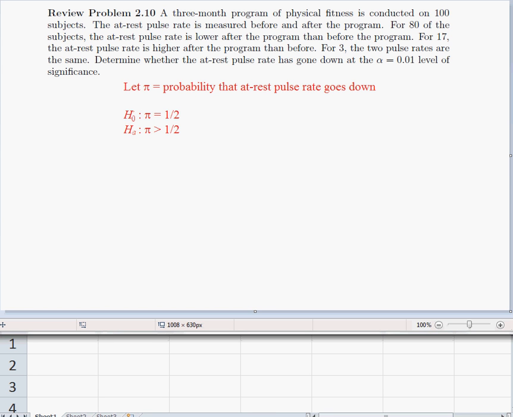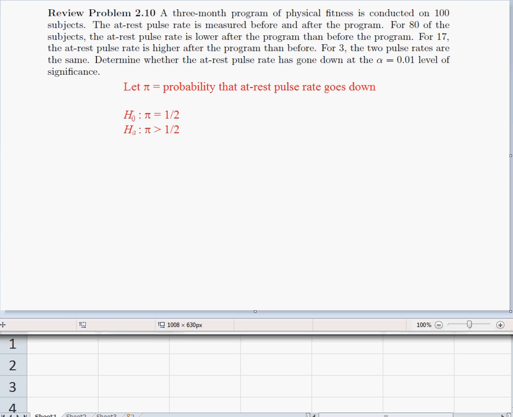The alternative hypothesis is more optimistic and says, no, pi is greater than 1/2, because we think that this exercise program was good, and that because of doing this, the people's hearts are stronger, and so the pulse rate should go down as a result of the experiment.